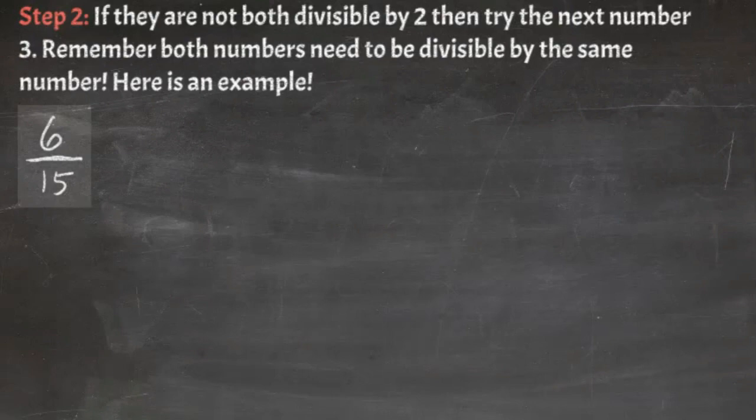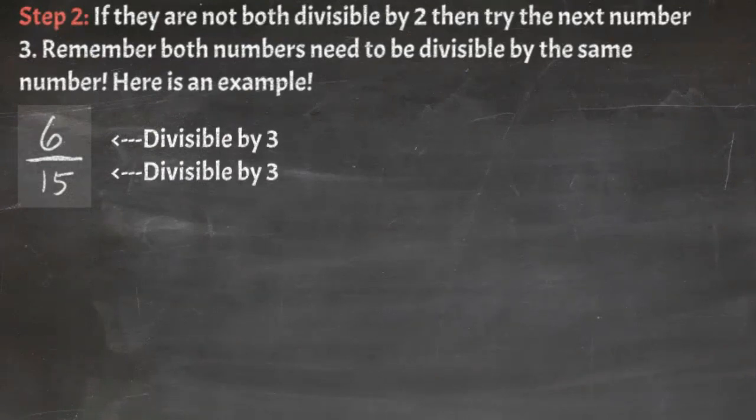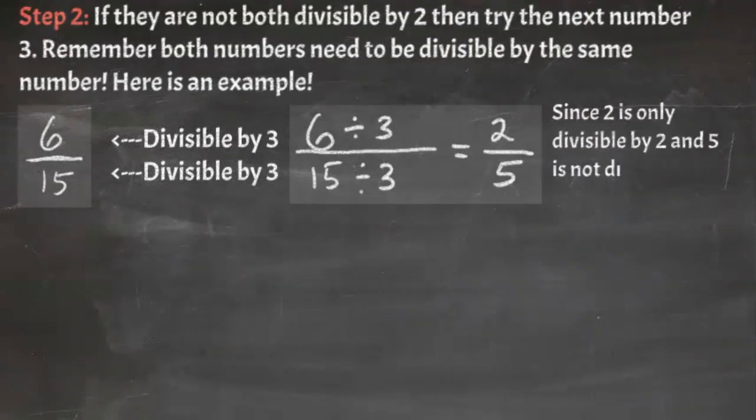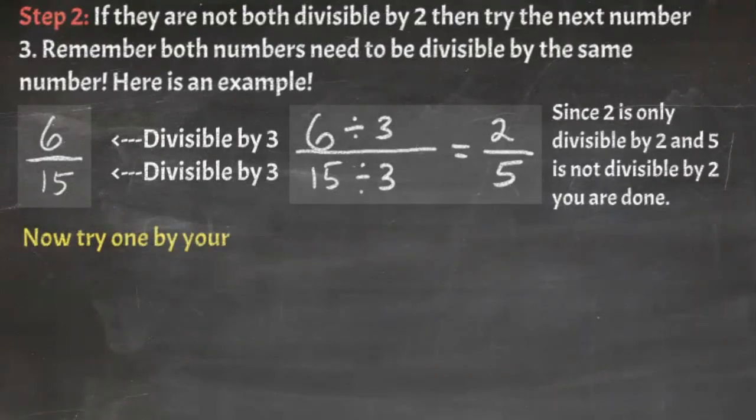Okay, I'm writing down 6 over 15. 6 is even, the other is not, so they can't be divided by 2, so let's try 3. And I find out that they are both divisible by 3. So I rewrite the fraction as 6 divided by 3 is equal to 2 over 15 divided by 3 is equal to 5. So that makes 2/5. Since 2 is only divisible by 2 and 5 is not divisible by 2, you are done.